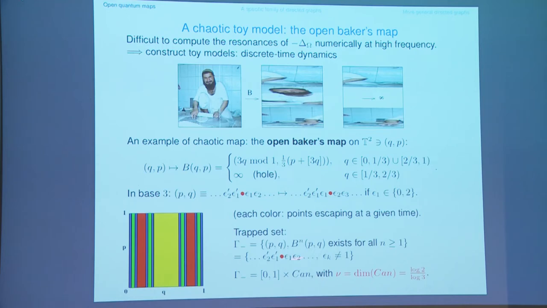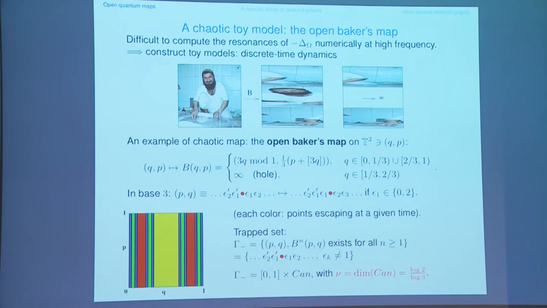And these points are just made of the ternary decompositions such that the decomposition of q doesn't contain any value 1. So in ternary decomposition, it's made of only zeros and twos. And so this trapped set is a fractal set. It's the product of the Cantor set, the standard one-third Cantor set, here, times the interval here. And the dimension of this Cantor set is well known. It's log 2 over log 3. It's the Hausdorff dimension or box dimension, whatever you want.